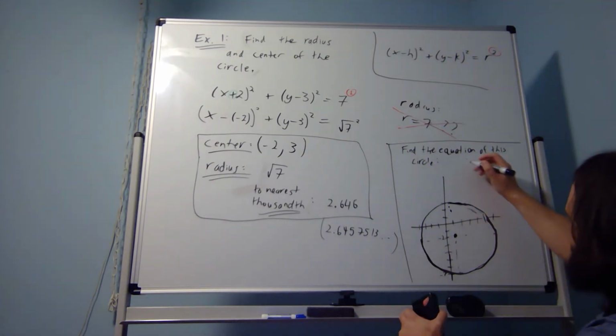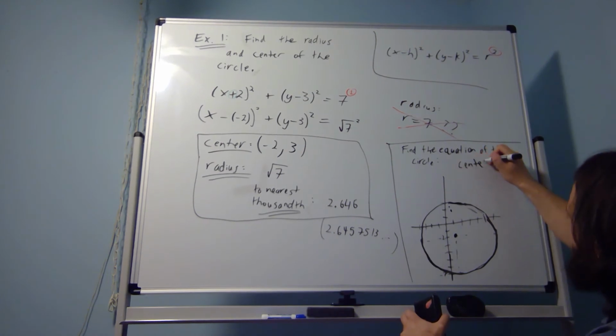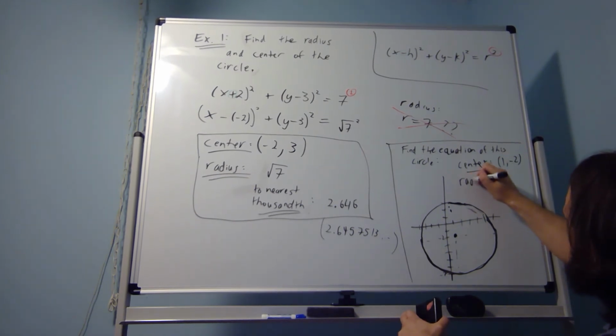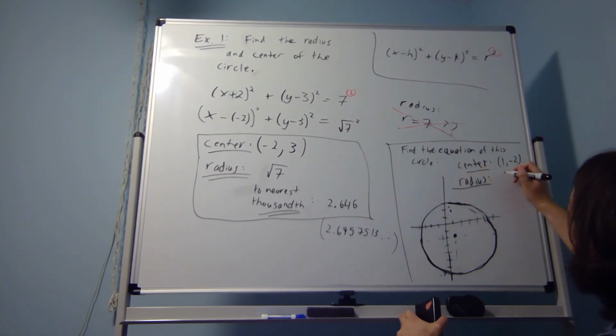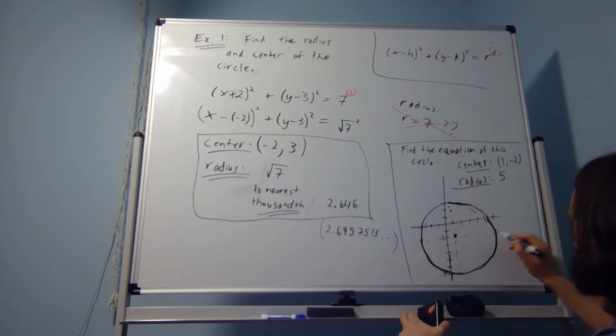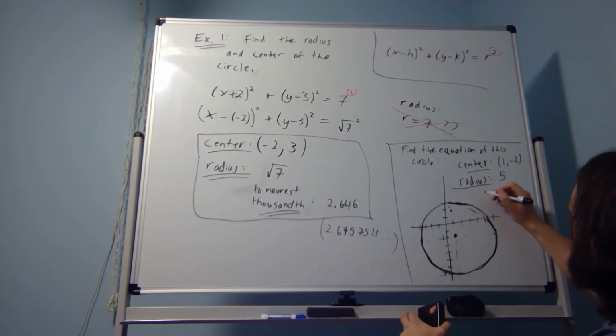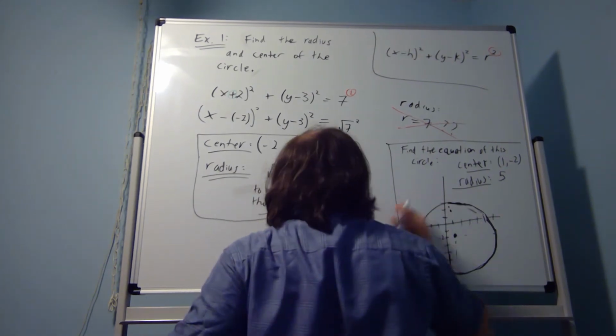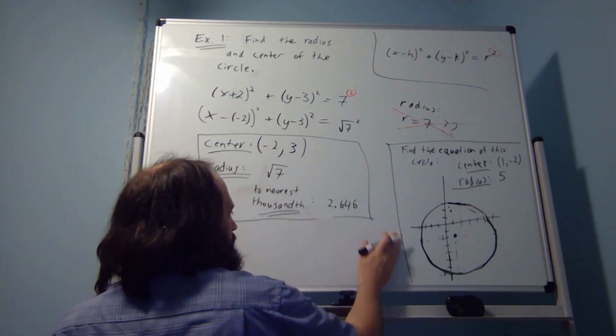All right, well, the whole point was, center is 1, -2. Radius is 5. 1, 2, 3, 4, 5. So this means the final answer is, let's make room for it over here. Don't need that anymore.